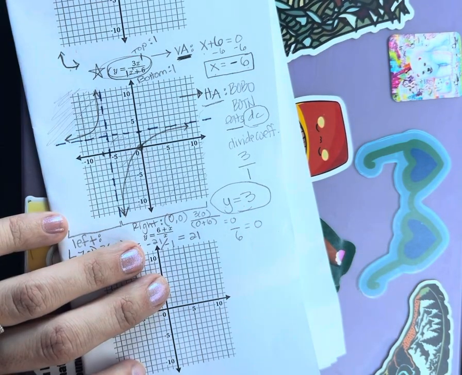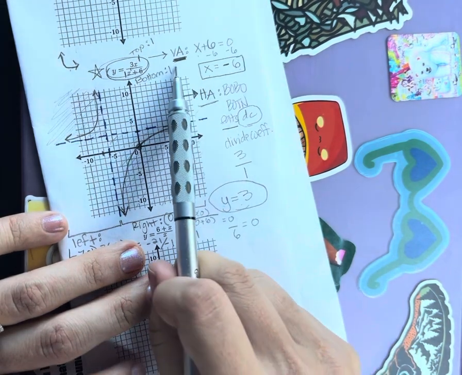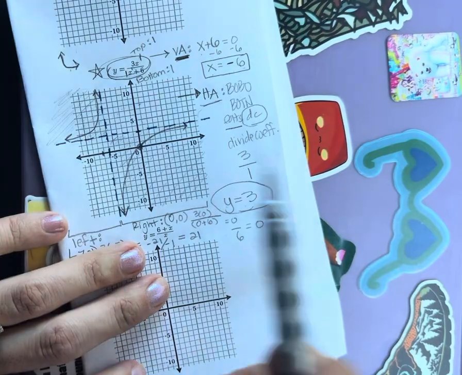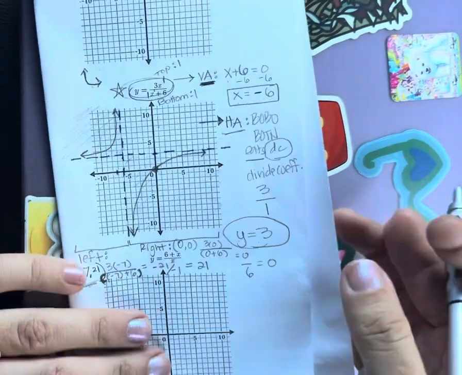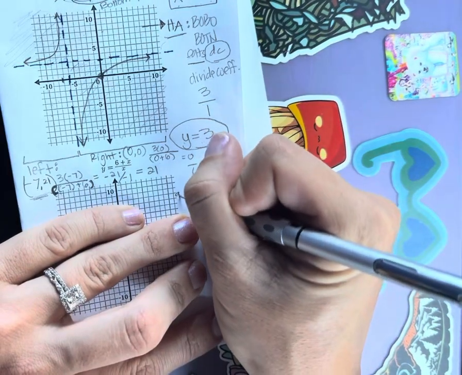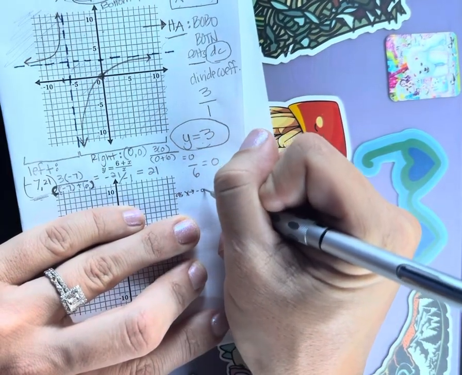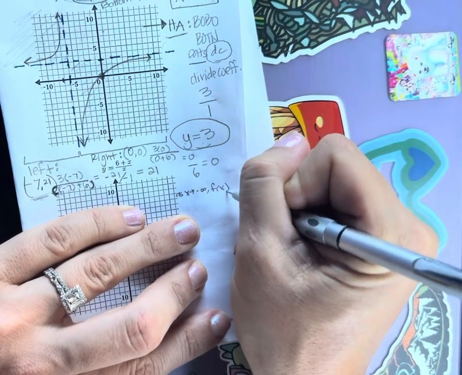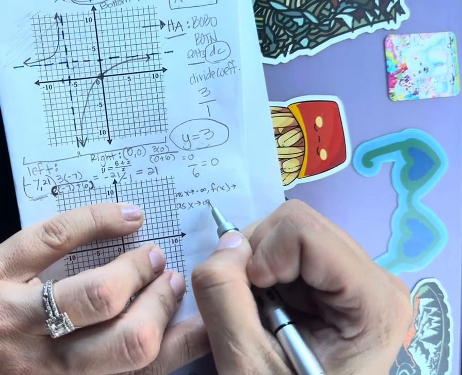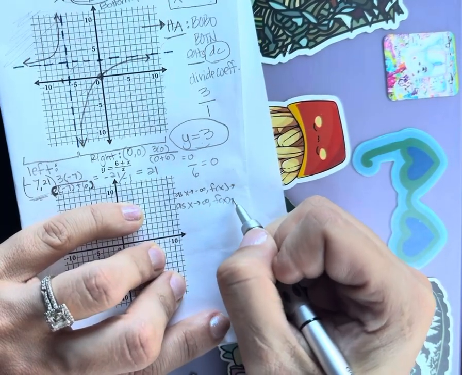That's it. That's everything. I didn't do end behavior, I'll do it in just a second. But that's the vertical asymptote, that's the horizontal asymptote, and that's a sketch. Let's do end behavior. As x approaches negative infinity, what does f of x approach? And as x approaches positive infinity, what does f of x approach?